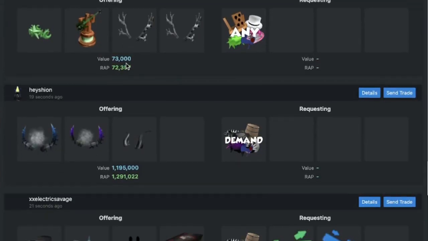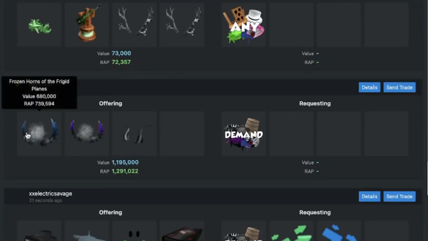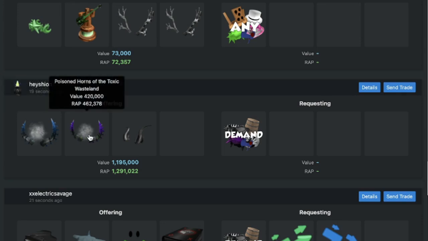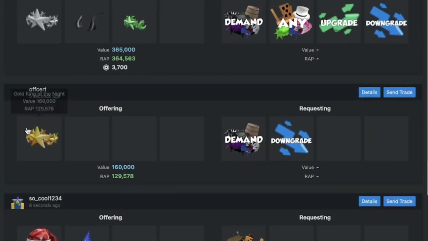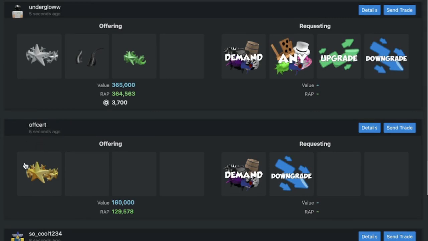And if I was looking for very expensive demand items, I would probably be looking for something like frozen horns, which is demand and it's pretty good, and also something like poison horns, or for example something like gold king of the night or G-Cotton, which is also a pretty expensive, good demand item, or Scotton, which is also a pretty expensive good demand item. But yeah, these are examples of demand items.